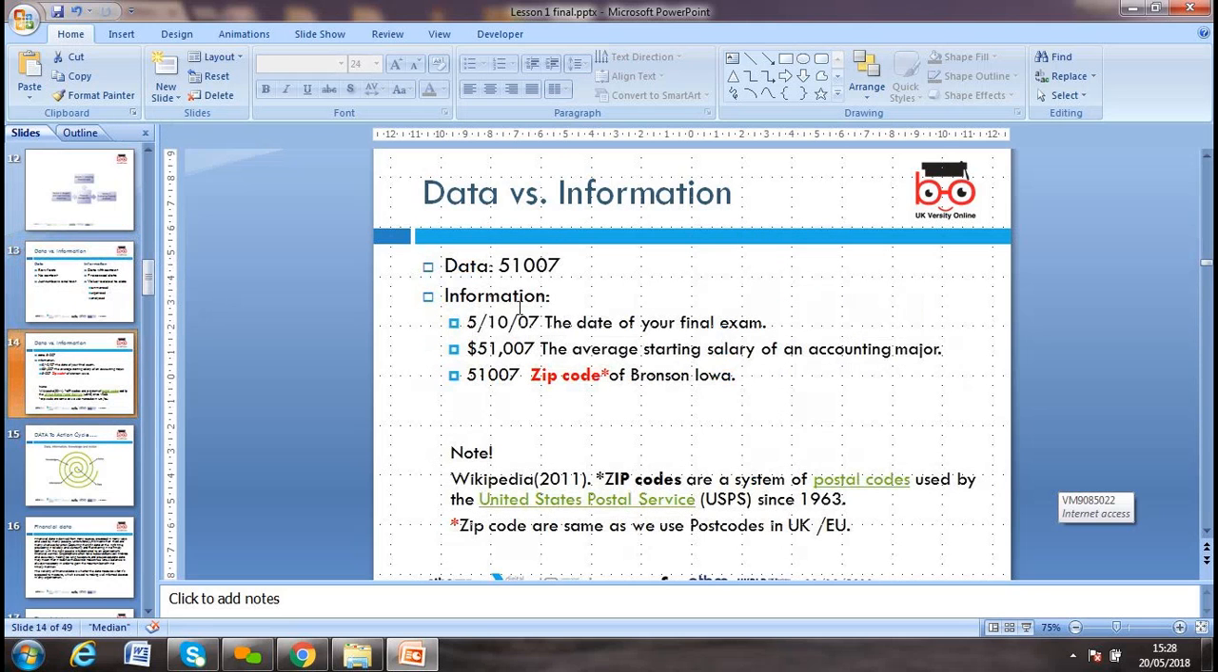Like here, data can be 51007 and information can be the 5th of the 10th, whatever, that's the date of your final exam. That could become information.